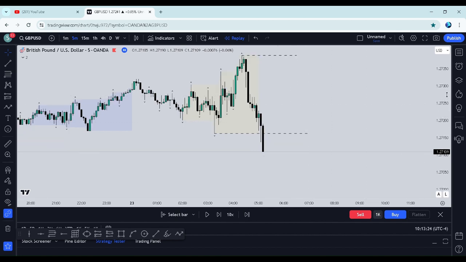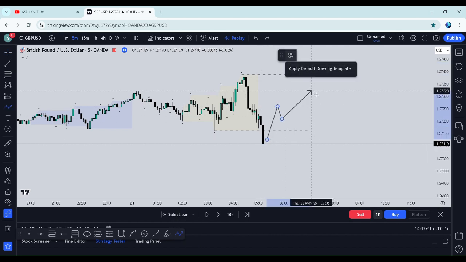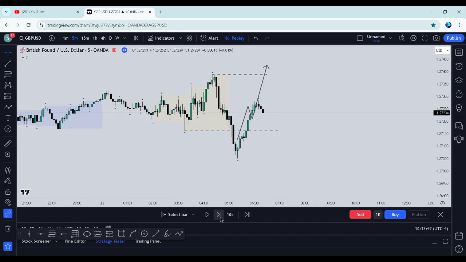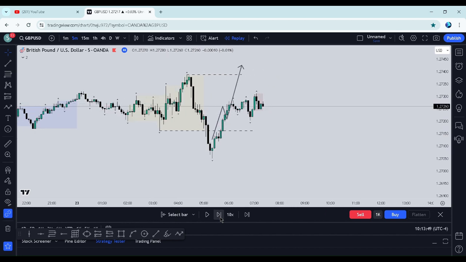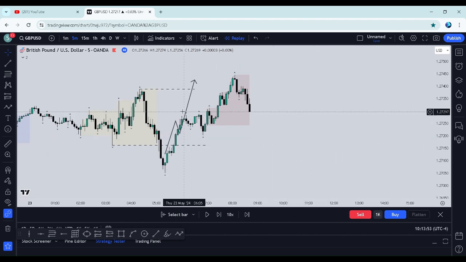Now what do we expect? What did we learn? We learned that from sell side, price will lean towards the buy side. So from that knowledge, we expect price to move to the buy side, like this. Let's see what the price does. So it does run to the buy side.